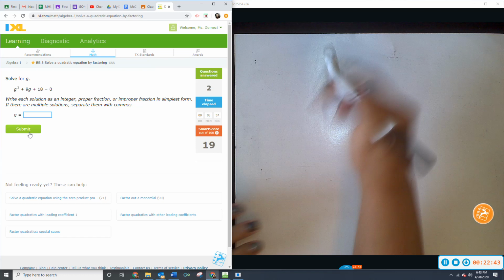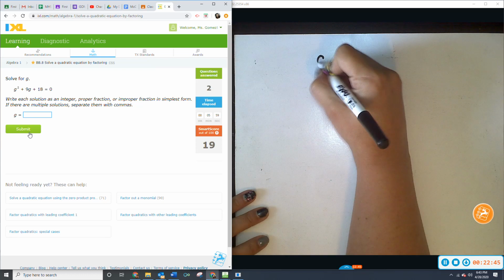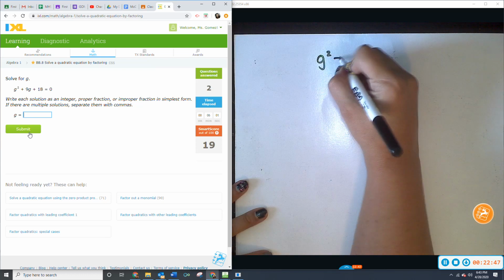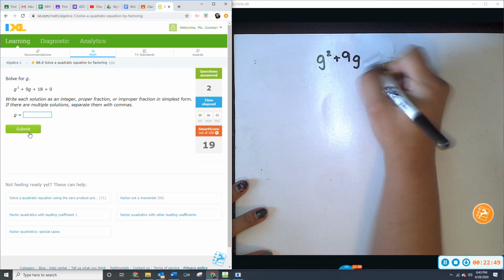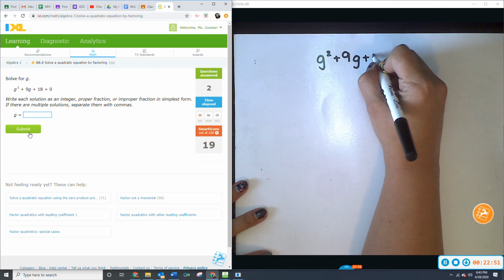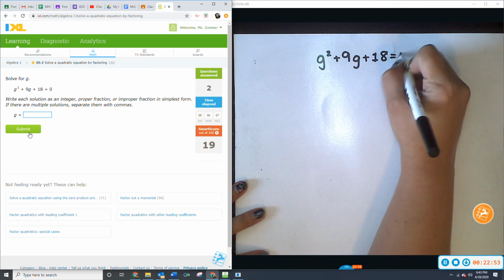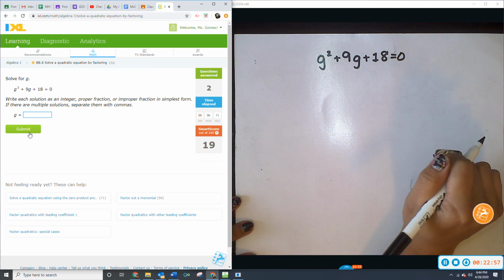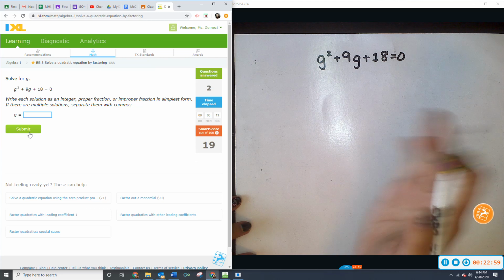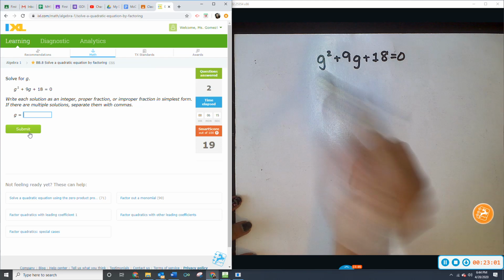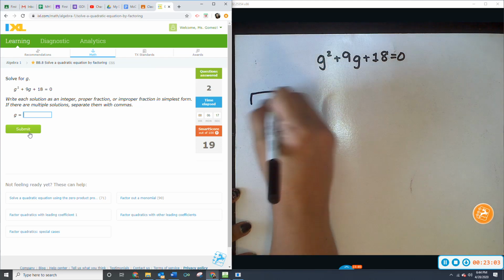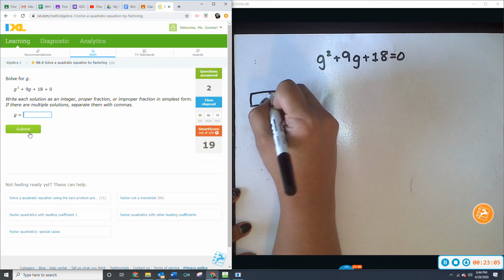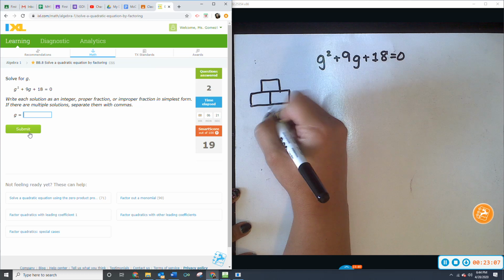Alright, so g squared plus 9g plus 18, man, they are so nice to you, because do you have a GCF? No. Is this a binomial or trinomial? Trinomial, and a is equal to 1. So, boo, this is easy. Do you have to draw all this out? No. Am I gonna? Just for you.